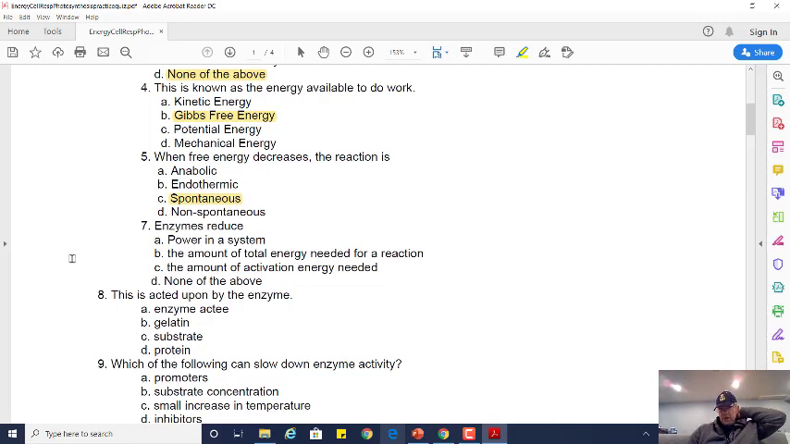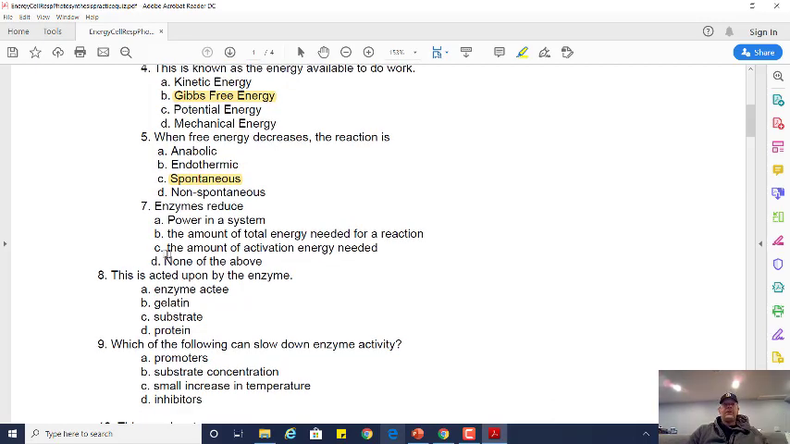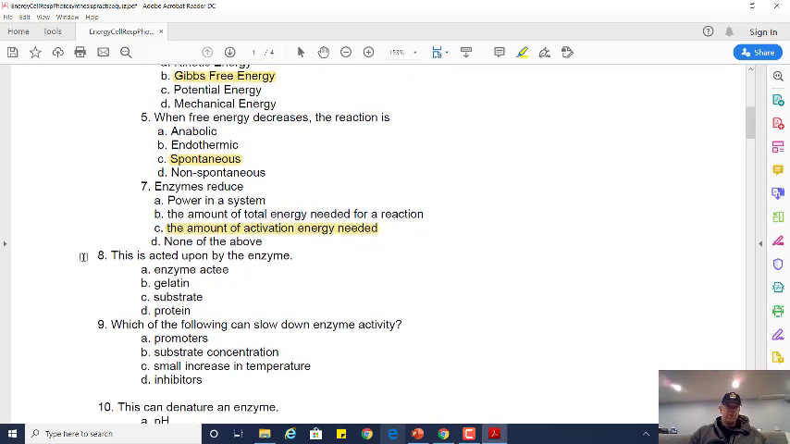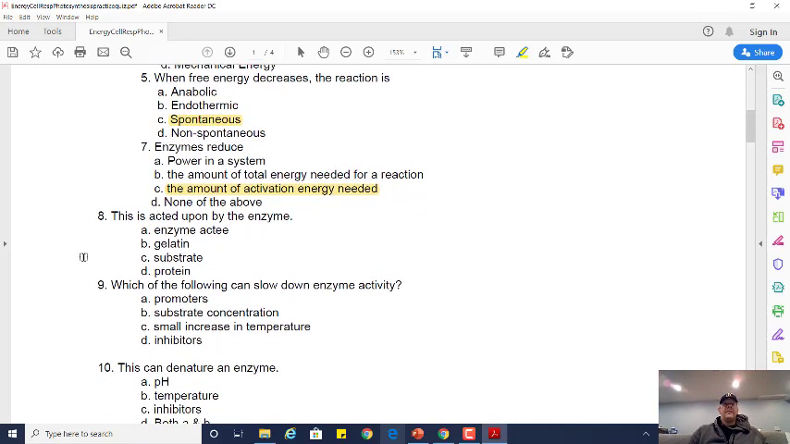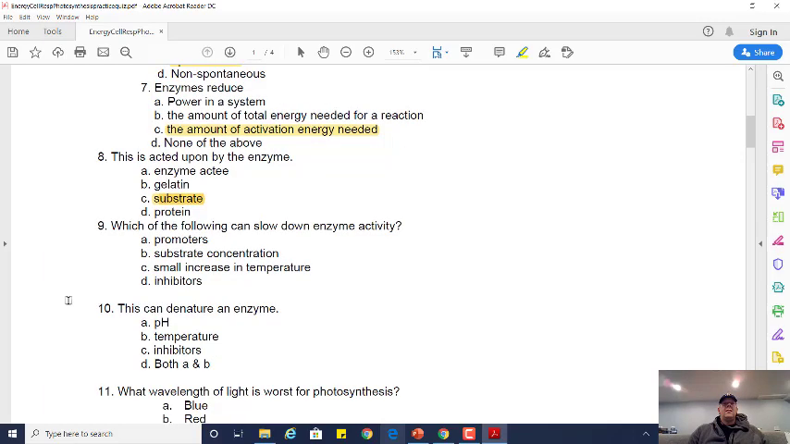In a system, enzymes are going to reduce the activation energy needed. Number 8, this is acted upon by the enzyme. We call that a substrate. Number 9, which of the following can slow down enzyme activity? That is going to be inhibitors. Everything else is going to probably increase it.